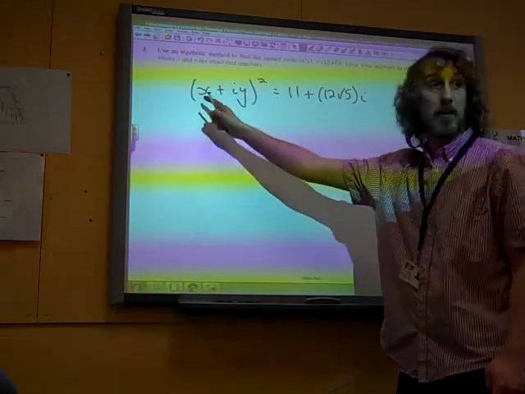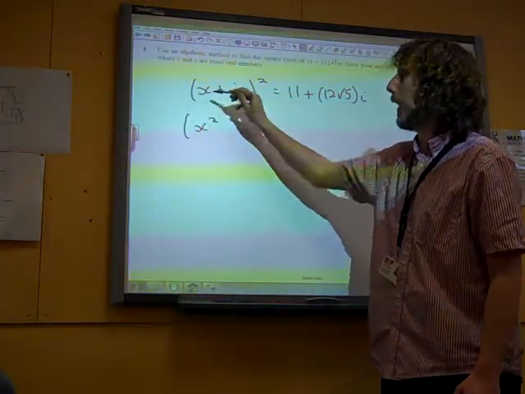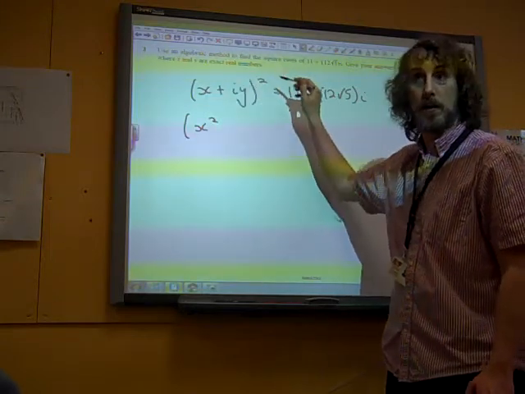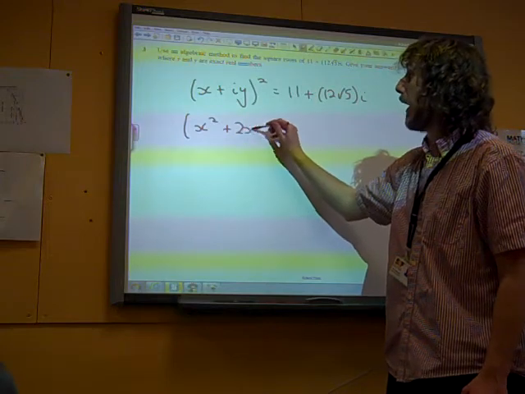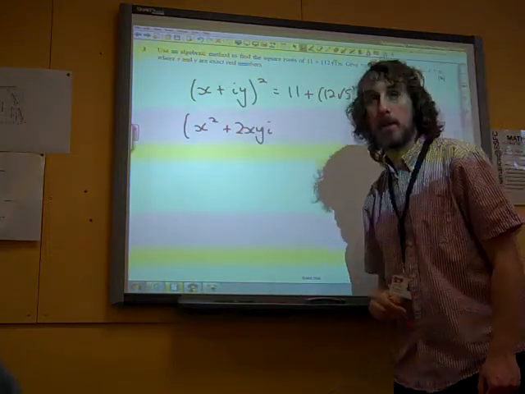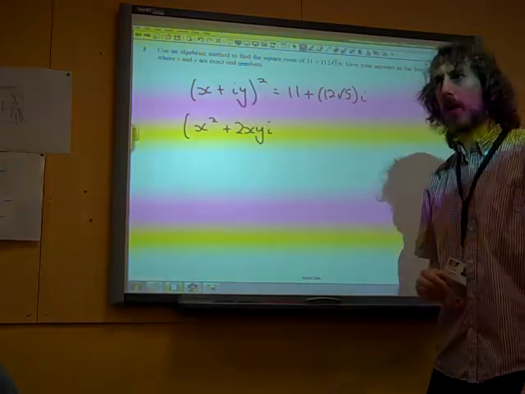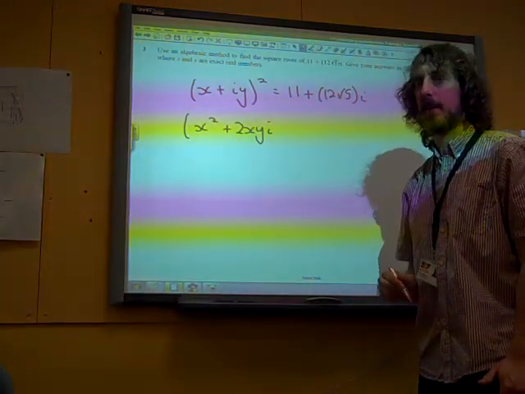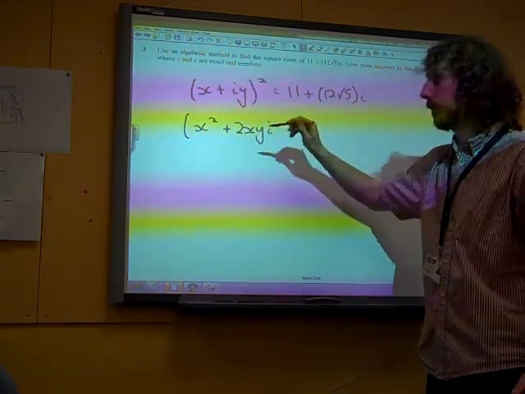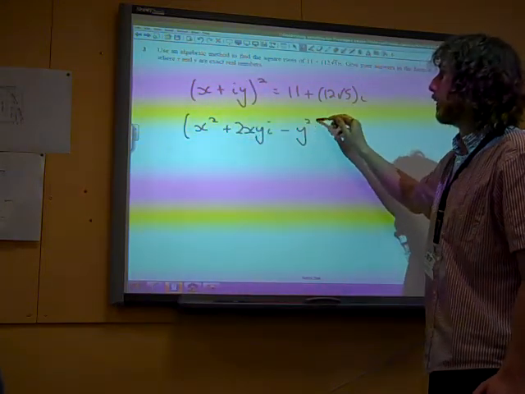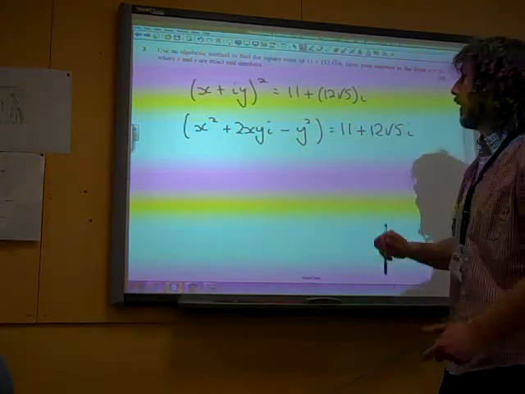So we need to multiply out this bracket. Well, that would be x squared, x times x, plus x times y times i, plus another one of those, so 2xyi, plus i squared y squared. Now if you square i, you get minus 1. So that's x squared minus y squared plus 2xyi is 11 plus 12 root 5i.